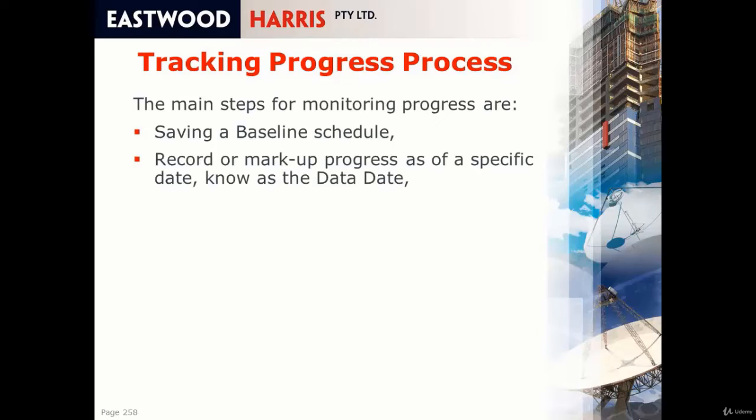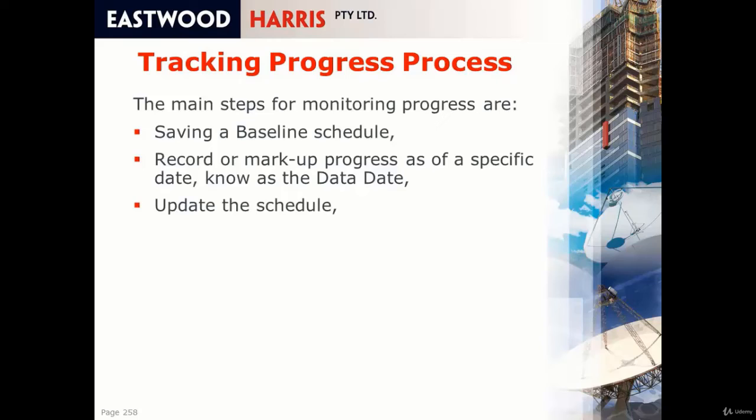You then start work, and you should record or mark up progress as at a specific date, which P6 calls the data date. So the data date is the date that you record progress. So if you're updating your program at the end of each week, every Friday go to site and have a look around site, take some photographs and record what activities started, how far they have been progressed or when they were finished. And then you might go back to your office and update the schedule on the Monday or Tuesday, but the data date is still Friday night.